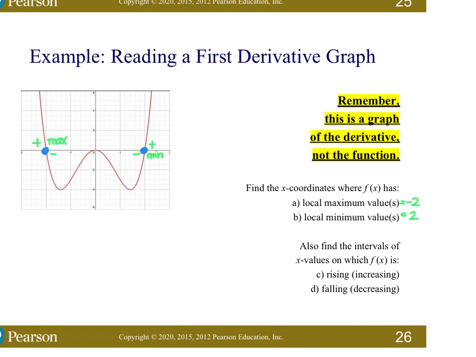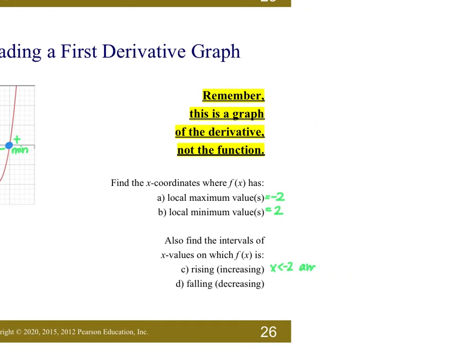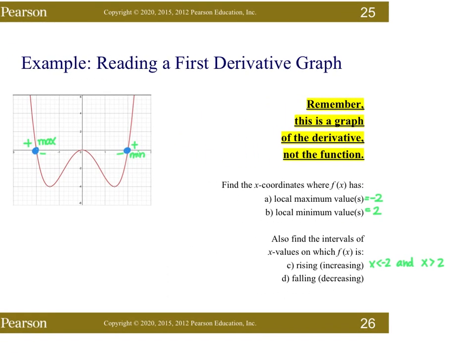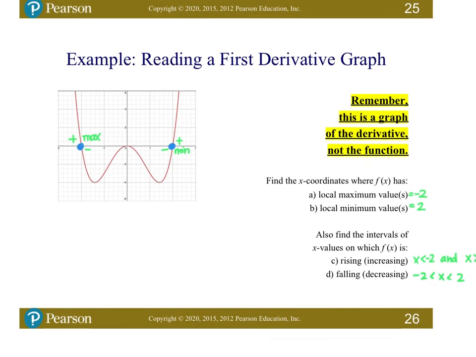And so the intervals where this is rising are the places where we have a plus interval. And so rising would be x less than negative 2, and also x greater than positive 2. And the decreasing intervals are between both of those. So between negative 2 and 2 is where the original graph would be falling or decreasing.